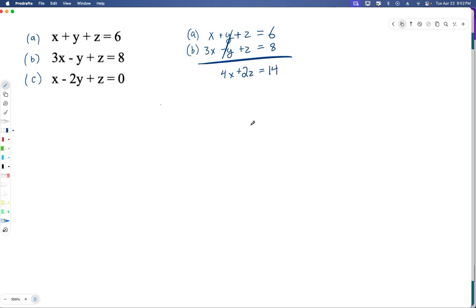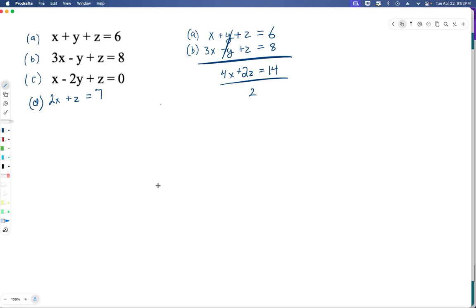Everything is divisible by 2. So we're going to divide everything by 2. And that's going to be 2x plus z is equal to 7. We're going to call that D. And I'm going to take it and I'm going to put it over here before I lose it. There we go. So now it has a place to live.